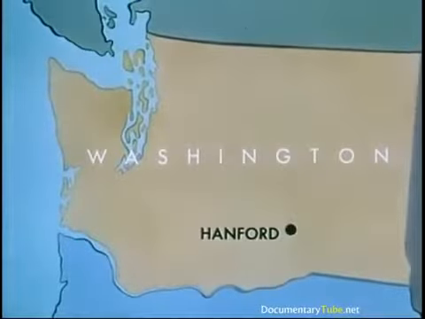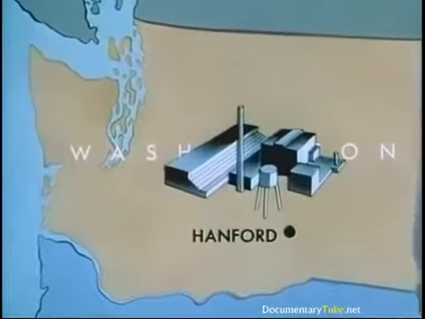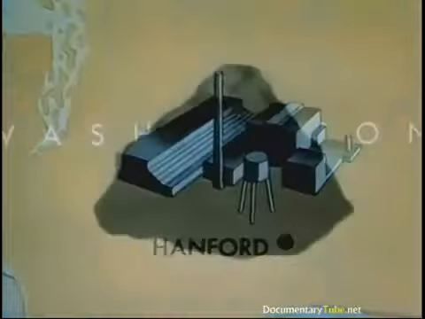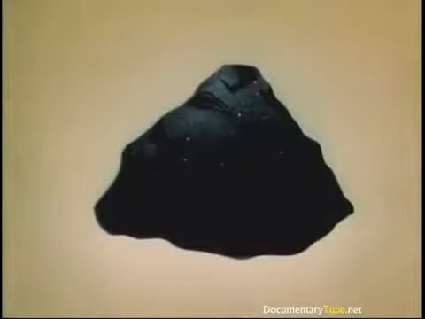The Manhattan Engineer District team built a plutonium plant at Hanford, Washington. Our bomb builders were nearing the goal. They had the substance. Now for the shape.